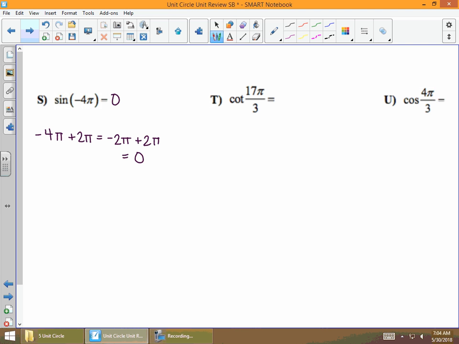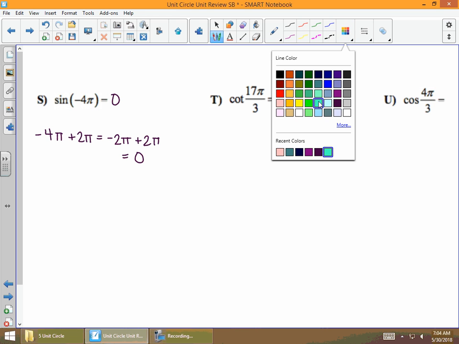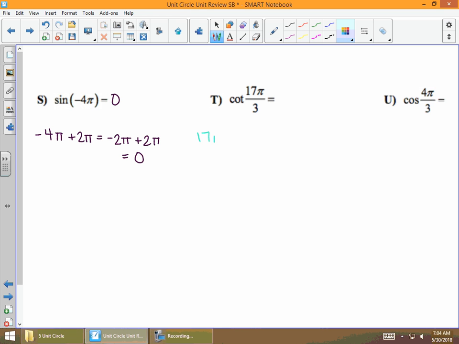Okay, cotangent of 17 pi over 3. We're very close. I'm going to have a lot of math to do with this one. Okay, so we're going to subtract 2 pi, and 2 pi in thirds here is 6 pi over 3. So that's going to get me down to 11 pi over 3. And I'm going to subtract 2 pi again. And that's going to get me down to 5 pi over 3. And that is on our unit circle.